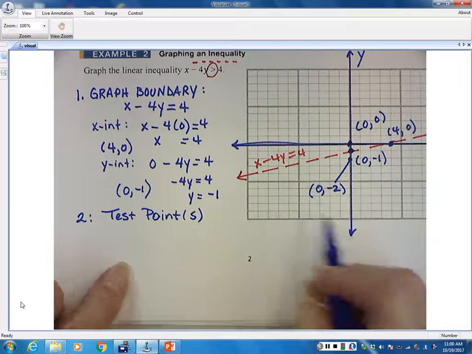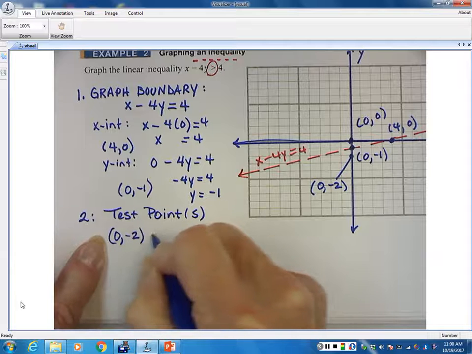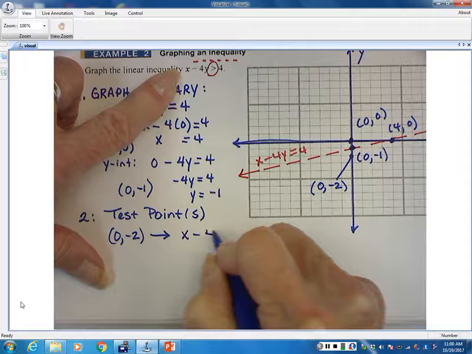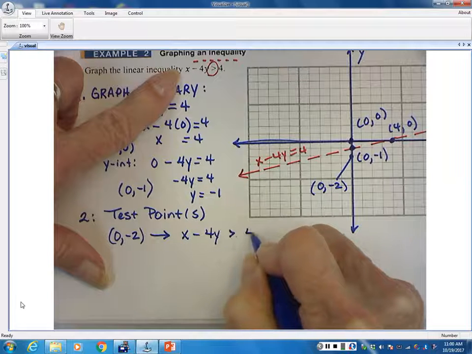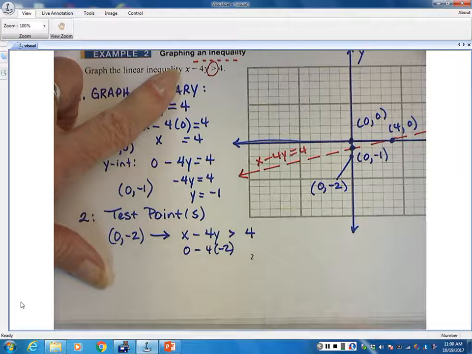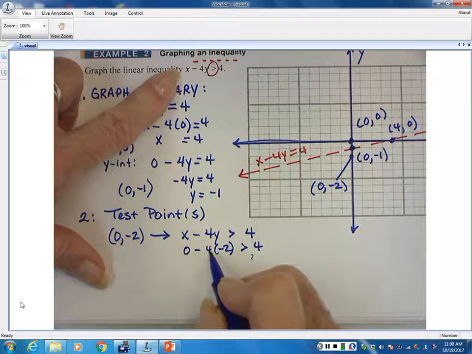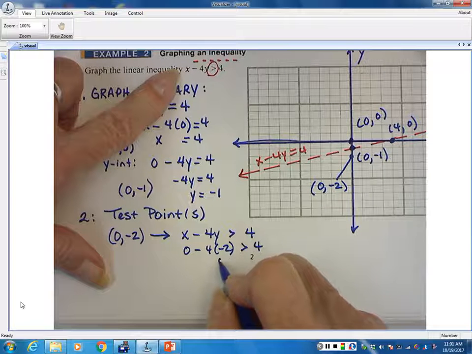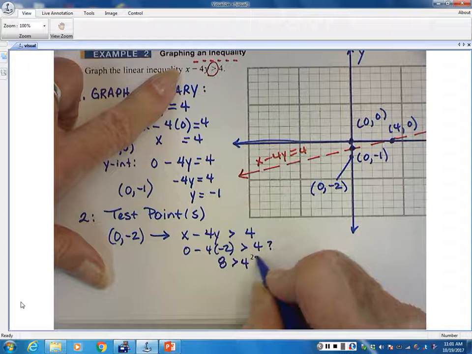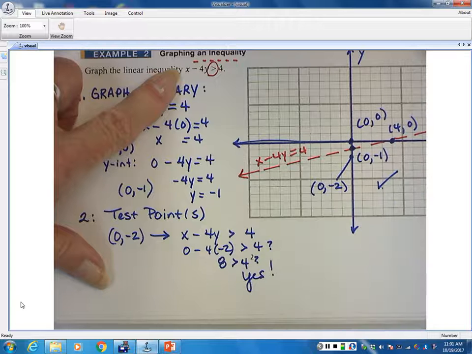So I'm going to test this one first by plugging into the inequality. Zero minus 4 times -2. Is that greater than 4? Okay, 0 minus 4 times -2 is plus 8. Is 8 greater than 4? Yes. That means we're going to shade on this side.